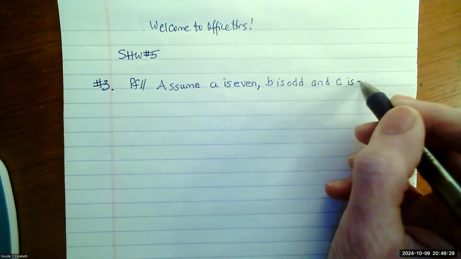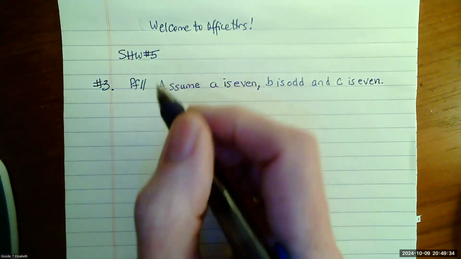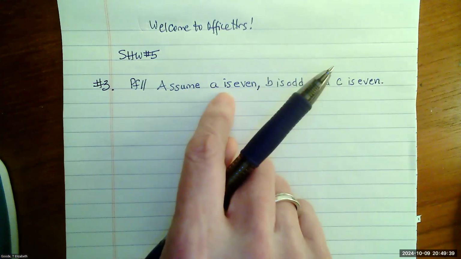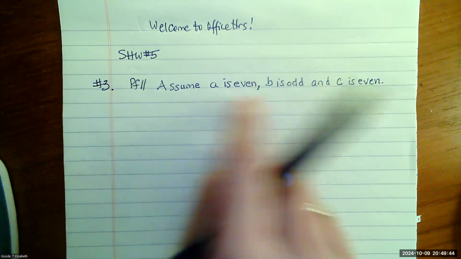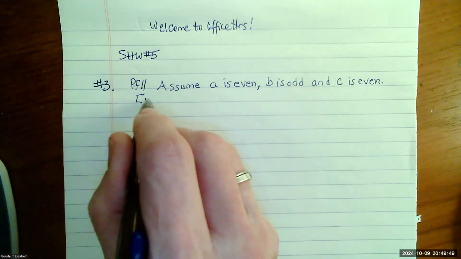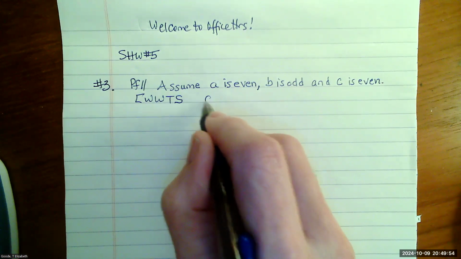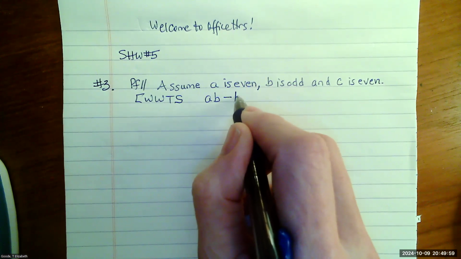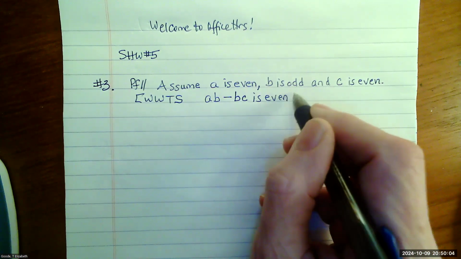Exactly. And do I have to provide examples for A, B, and C? That's a great question. It's a universal statement. We're going to prove that it's true for all integers. It's universal. It's an if then. So we assume this stuff. And what do we wish to show? We wish to show A times B minus B times C is even.